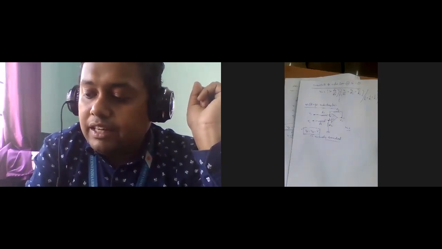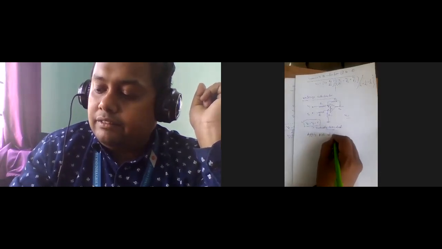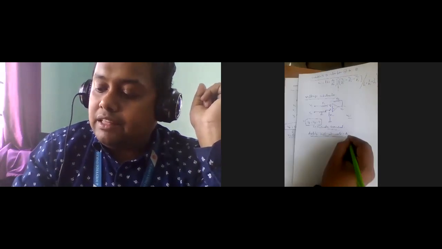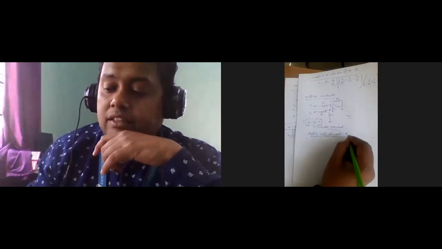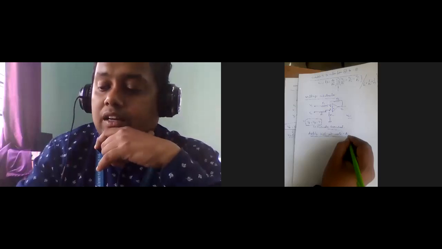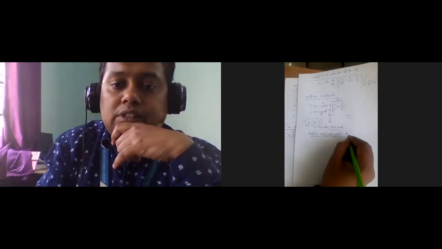So then we apply the KCL at node A. The voltage is considered as V, so (V minus V1) by R1 plus (V minus V0) by R2 is equal to 0. So apply the KCL at node A. I repeat again: (V minus Vi) by R1 plus (V minus V0) by R2 is equal to 0.